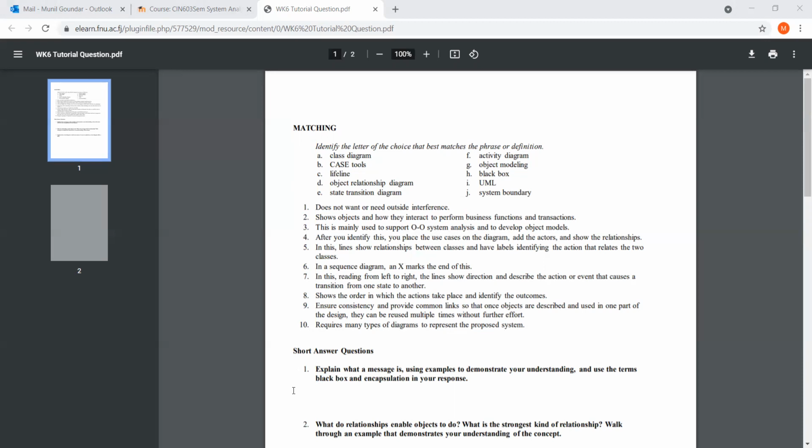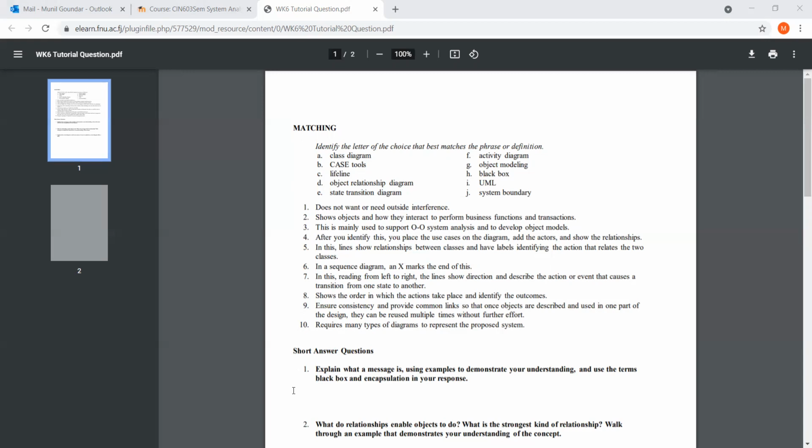Number one, does not want or need outside interference. The correct answer is H, black box. Number two, shows objects and how they interact to perform business functions and transactions is D, object relationship diagram. Number three, this is mainly used to support object-oriented system analysis and develop object models, I, UML.